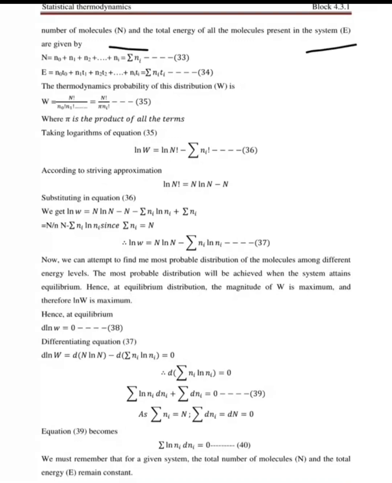It can be written as N is equal to N0 plus N1 plus N2 plus up to Ni, which is the summation of Ni. That is equation 33. That is for the number of molecules.